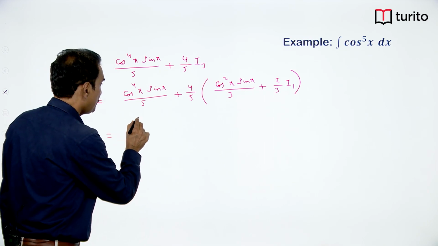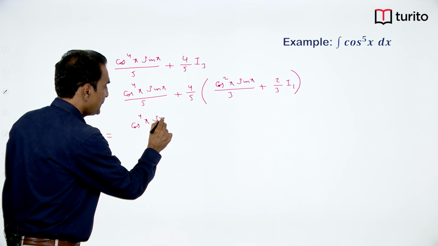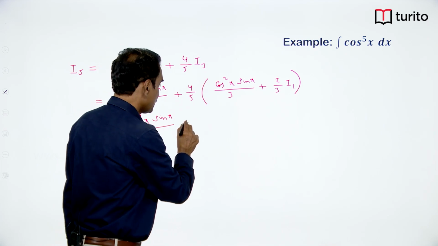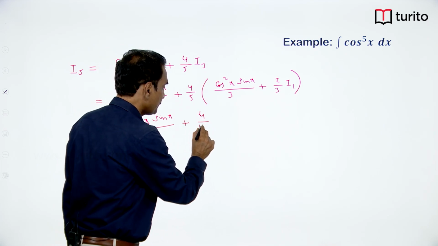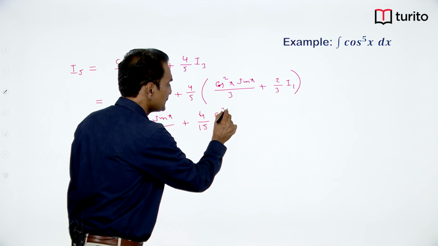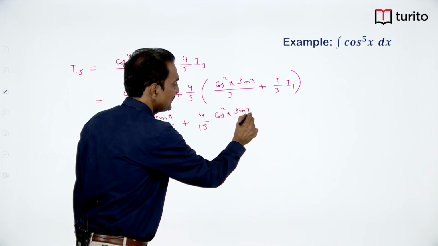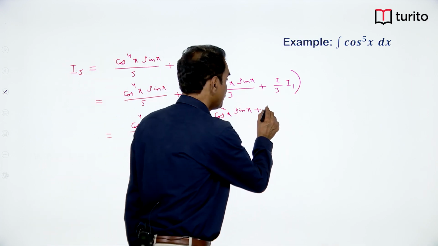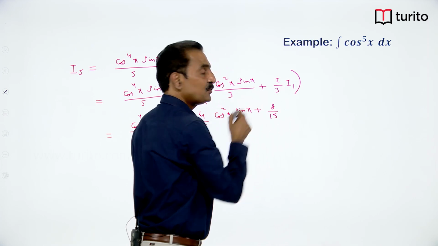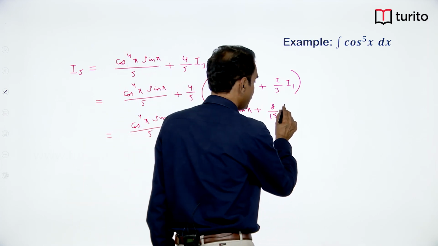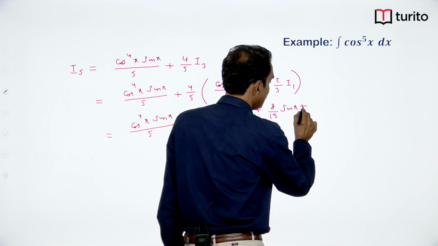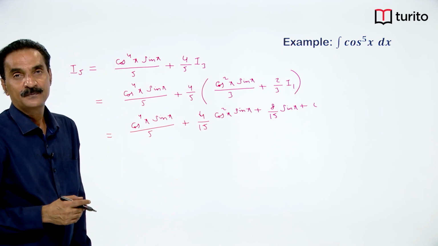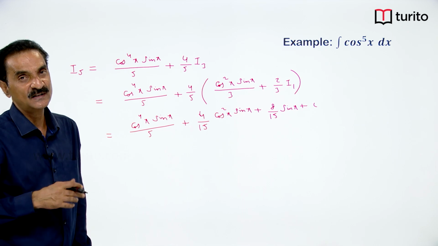So, it will be cos power 4x sin x by 5 plus this into this, 4 by 15 into cos square x sin x plus 4 by 5 into 2 by 3, 8 by 15 into I1 is sin x, plus C. Okay. Now, we have seen the reduction formula for sin power nx and cos power nx.